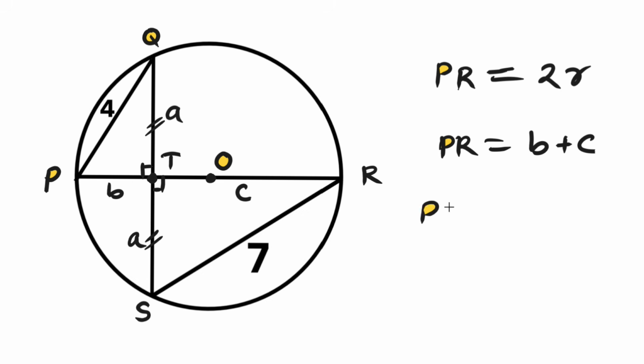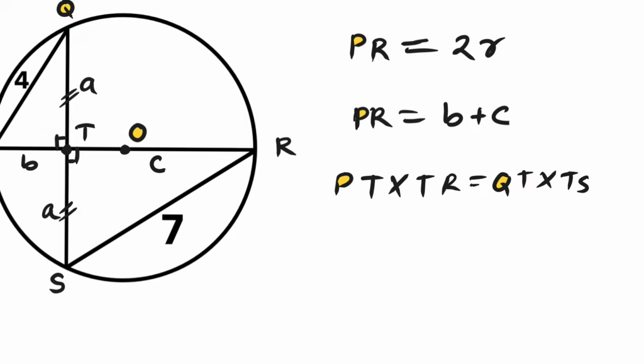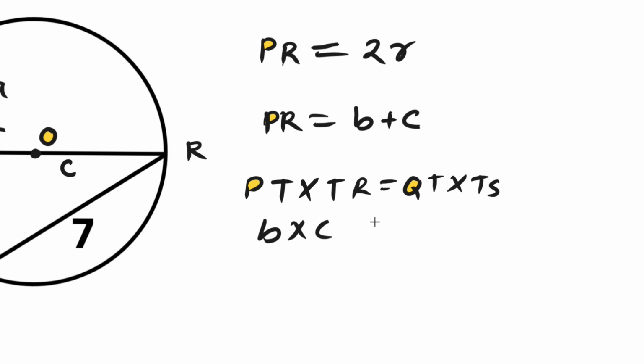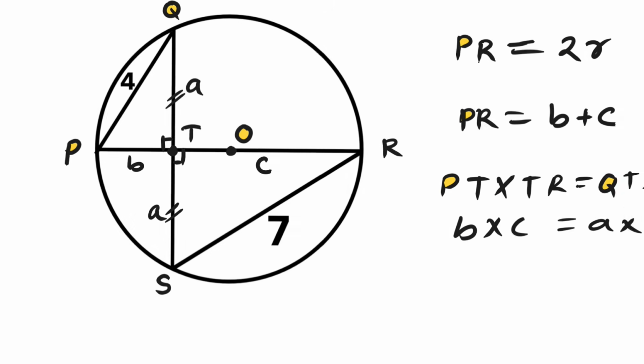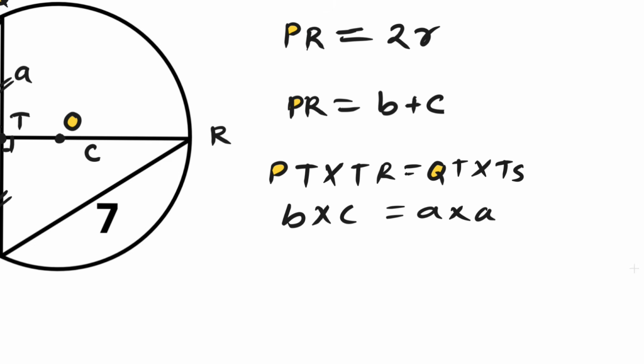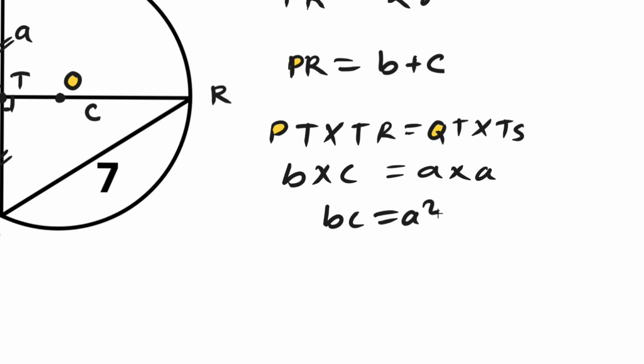Therefore, PT multiplied by TR equals QT multiplied by TS. In our notation, that gives B multiplied by C equals A multiplied by A. In other words, B times C equals A squared. This relationship is going to be extremely useful.